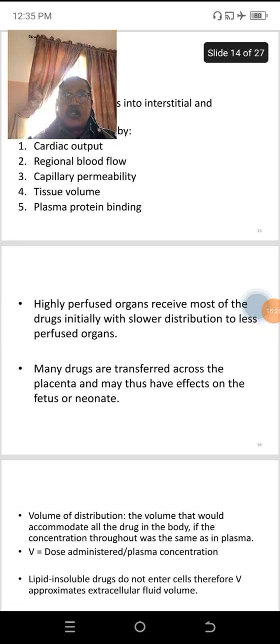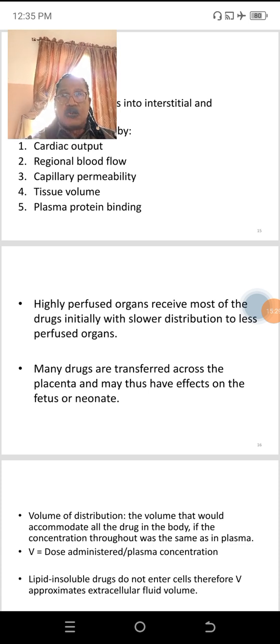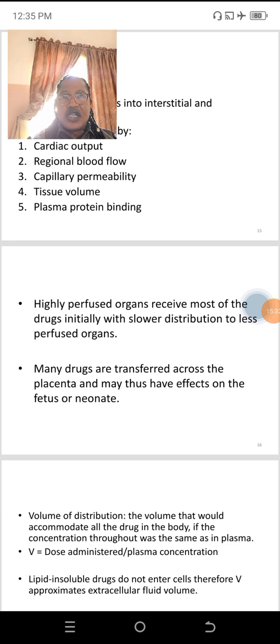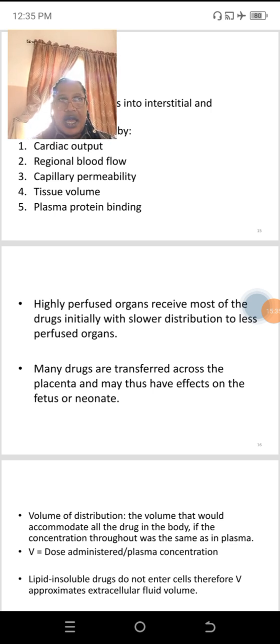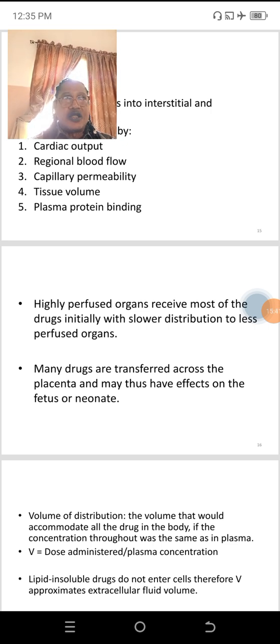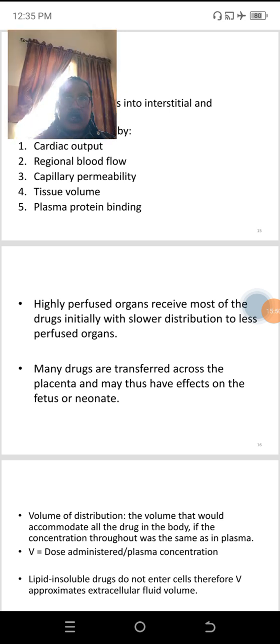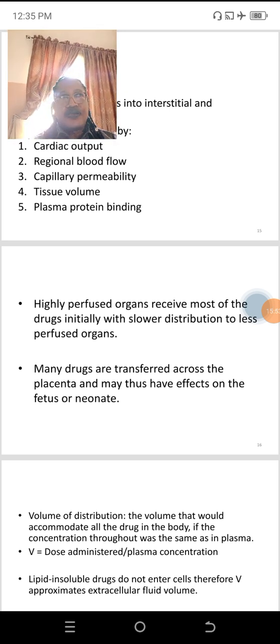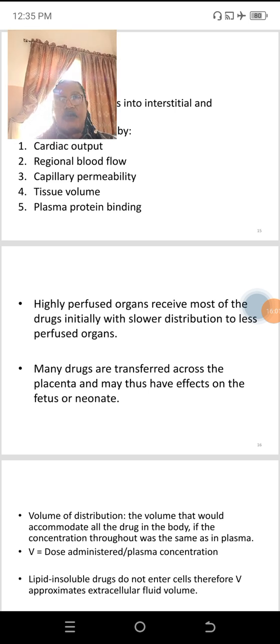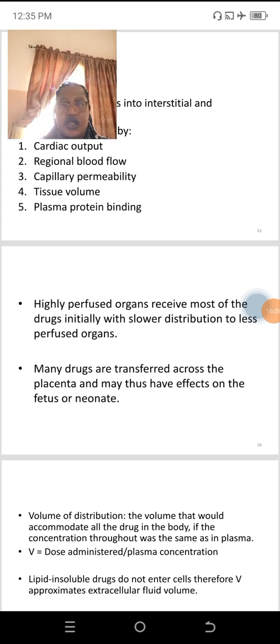One important thing for us to note about distribution is that many drugs are transferred across the placenta. This is important because the drugs that are transported across the placenta might have effects on the baby. Some can be teratogenic, so it is important that we know the drugs that are safe to use in pregnancy and the ones that should not be prescribed during pregnancy because of the risk of exposure and teratogenic effect on the fetus.